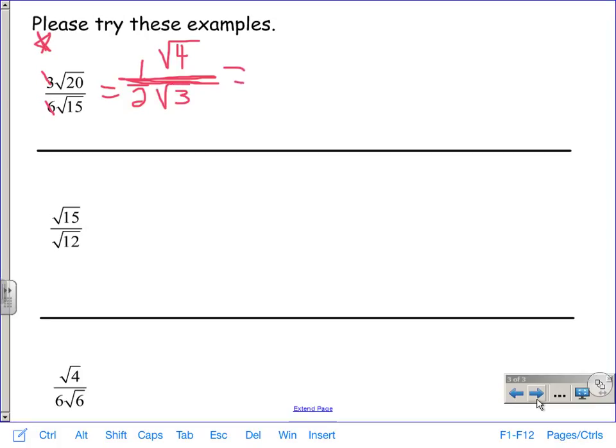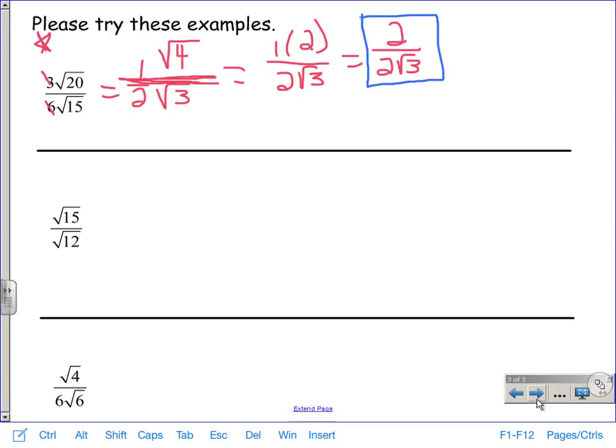Continuing on, I have radical 4 in the numerator, so it's essentially 1 times the square root of 4, which is 2, over 2 radical 3. My numerator now becomes 2, and my denominator is 2 radical 3. So this is not finished by any means. I want you to go ahead and carry on from here. But I just wanted to show you that sometimes you can clean up a little before you start rationalizing, and this is one of those situations. So go ahead and finish this problem and try the next two.